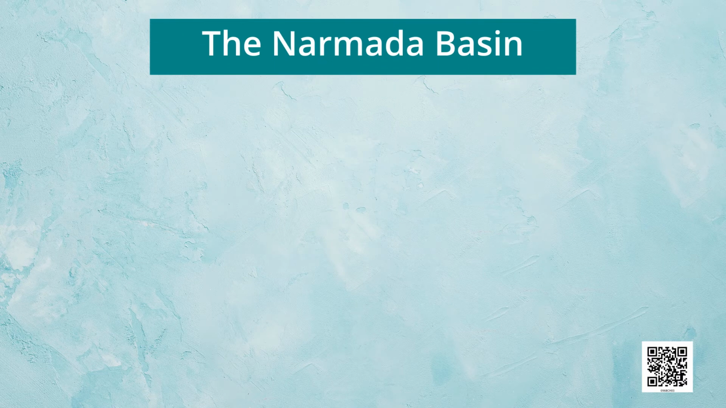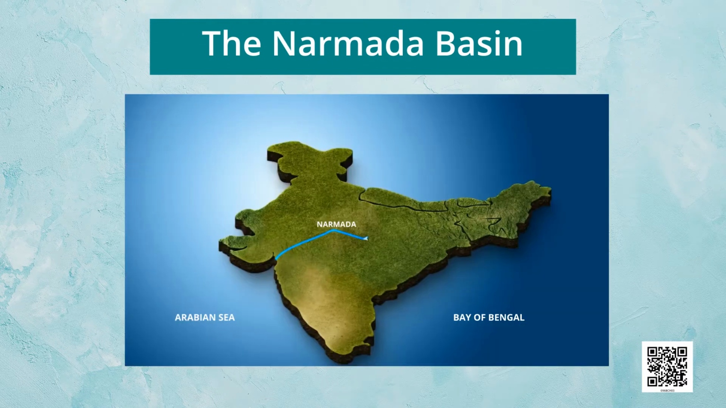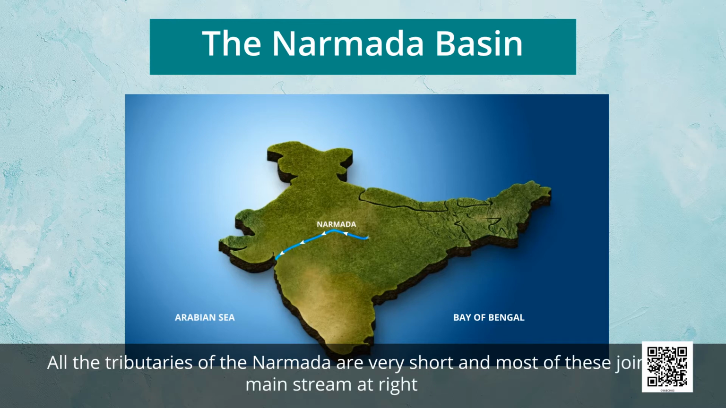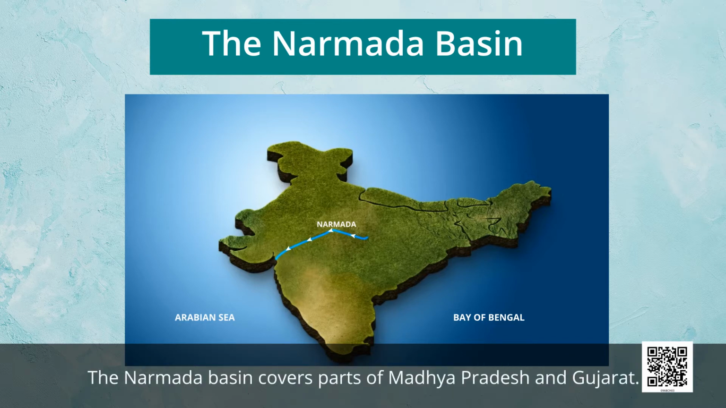The Narmada Basin. The Narmada rises in the Amarkantak Hills in Madhya Pradesh. It flows towards the west in a rift valley formed due to faulting. All the tributaries of the Narmada are very short, and most of these join the main stream at right angles. The Narmada Basin covers part of Madhya Pradesh and Gujarat.